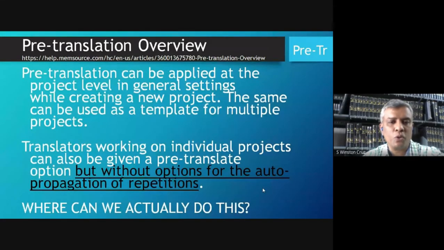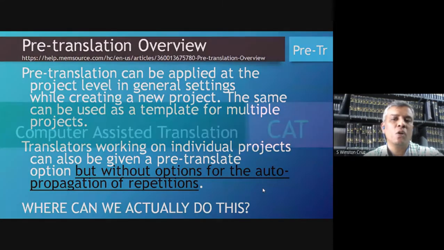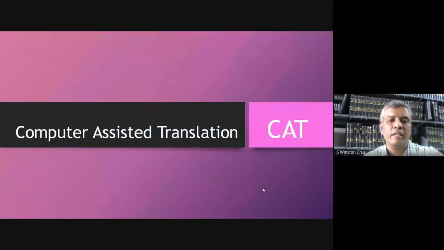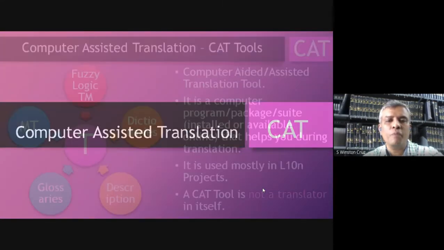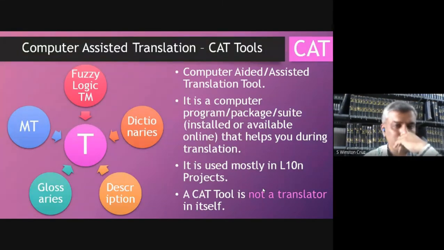Okay, so I don't want to go much behind this because we don't have time. I have to introduce the tool also. So where we can actually do this is in a CAT tool, like OmegaT. In a CAT tool, there are many things that are used: fuzzy logic, MT, dictionaries, glossaries, descriptions. It is mostly used in localization projects.